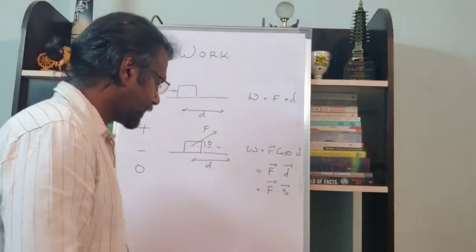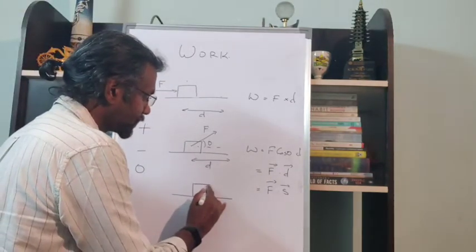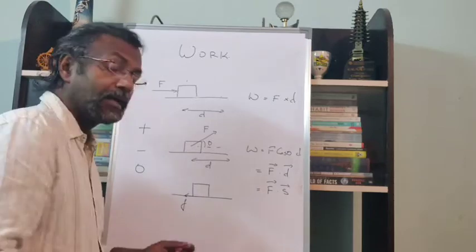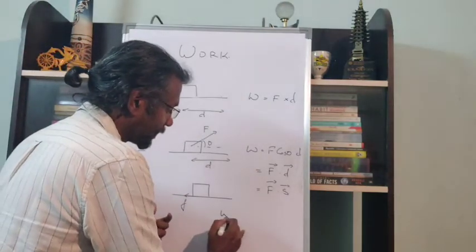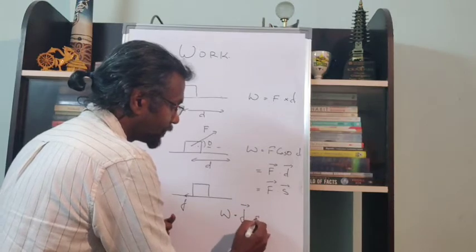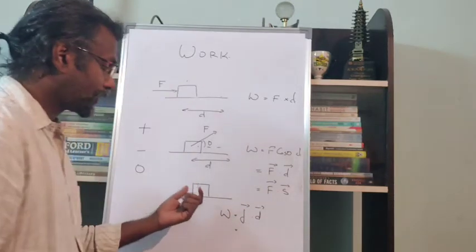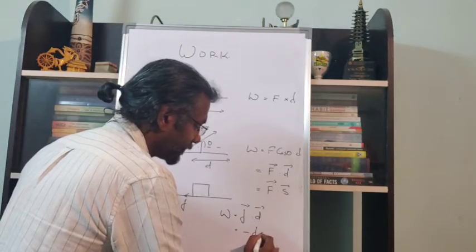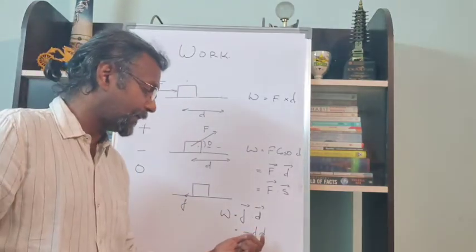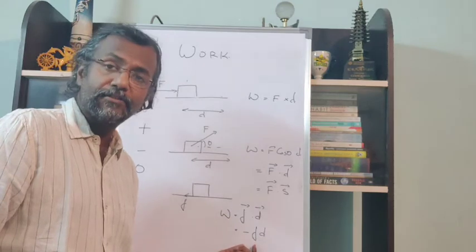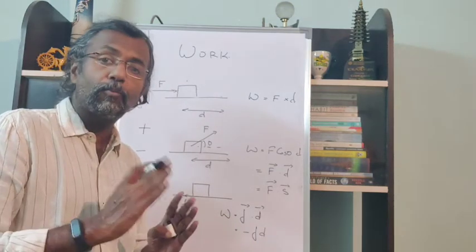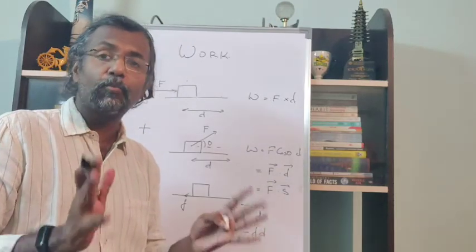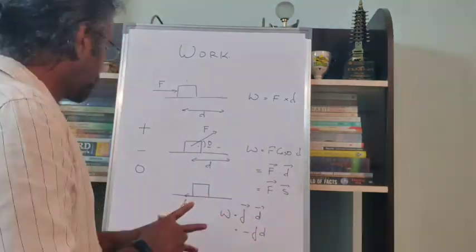Now let's look at negative. Let's take a case where a body is moving in the forward direction, and friction is acting in the opposite direction. In this case, if we take the dot product of friction and displacement, we're going to get a cos 180. Therefore, this is going to be minus Fd, that is, the magnitude of the friction force into displacement, with a minus sign. The work is going to be negative. That is, when the force and the displacement are in opposite directions, the work is said to be negative.